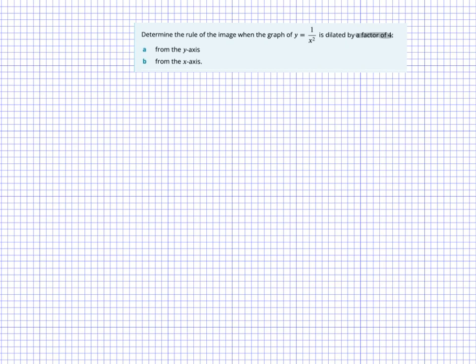Okay, so next one is from the x-axis, and we should know that from the x-axis means that it pushes it vertically. So either away from or to the x-axis. So therefore the change is in the y direction. So our new point is going to have been multiplied by a factor of 4 in the y direction. So we'll start by writing down the image of x is just equal to the original. However, the image of y is now equal to 4 times y.